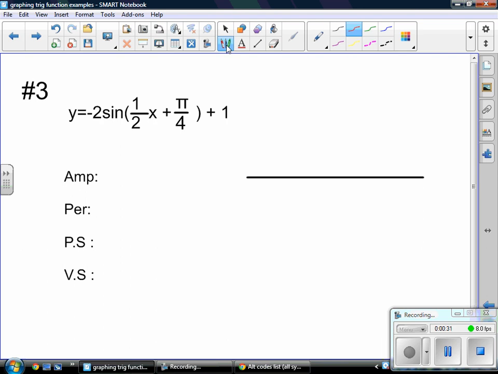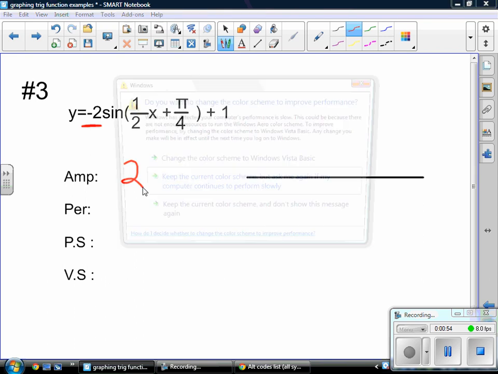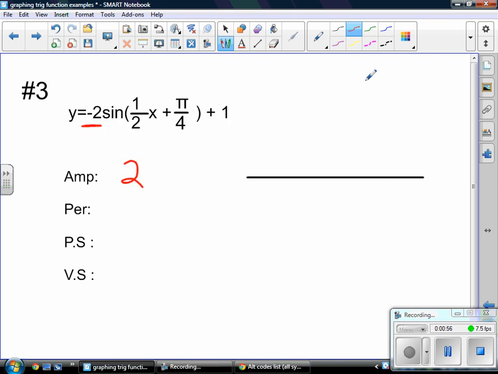So let's identify what's going on first before we graph. Amplitude's the number in front, so amplitude is going to be a 2, and it's going to be negative. It's going to be flipped upside down. So amplitude is the absolute value of the distance between the midline and the maximum point or the minimum point. So technically the amplitude is just going to be 2, but know that it's going to be negative. So we'll just put negative here. It's really 2, but I want you to make sure you know that it's going to be flipped.